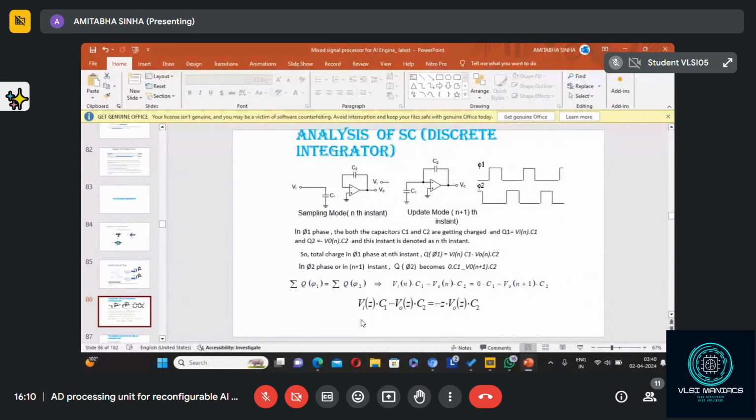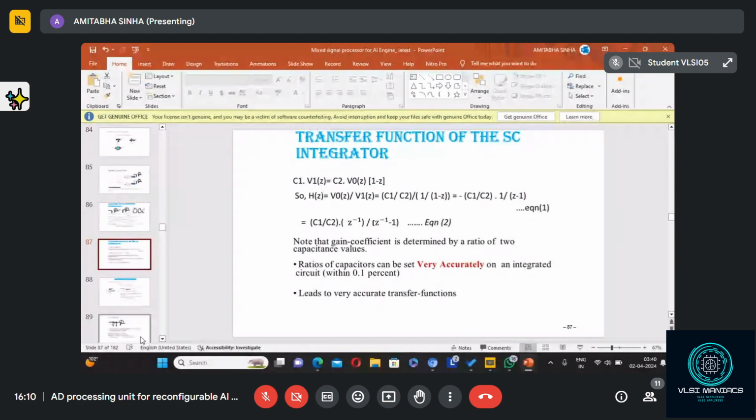Now you take Z transforms on both sides. What is the Z transform of VIN? That is VI Z into C1 minus V0 Z into C2 equal to this. Simple thing. If we simplify, this will be C1 by C2 Z to the minus 1 by this. These are the equations, and from here you can find out.